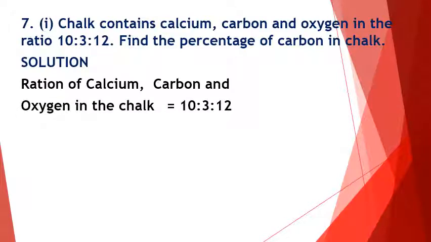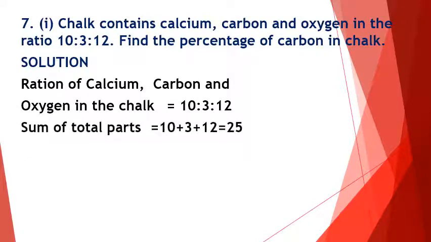Whenever a ratio is given, you know that first we can convert it into fractional form. So how to do that? For that we have to find the sum of the ratios. That is, the sum of total parts equals 10 plus 3 plus 12 equals 25. Here they are asking the percentage of carbon in the chalk. So the part of carbon in the chalk is 3 upon 25. Now it is in fractional form.